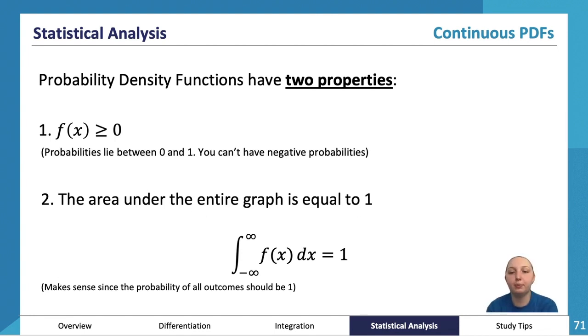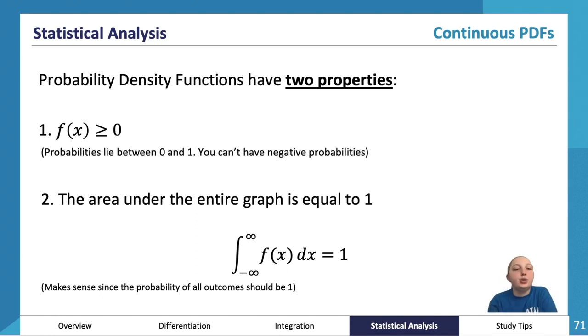is equal to 1. So if we were to find the area between infinity and negative infinity, f of x, the integral of f of x relative to x will equal 1. Now this does make sense because the probability of all outcomes should be 1, okay? Even though there is an infinite number of outcomes, theoretically, if you added all of them up, it's certain that at least one of them would happen, so the area has to equal 1.